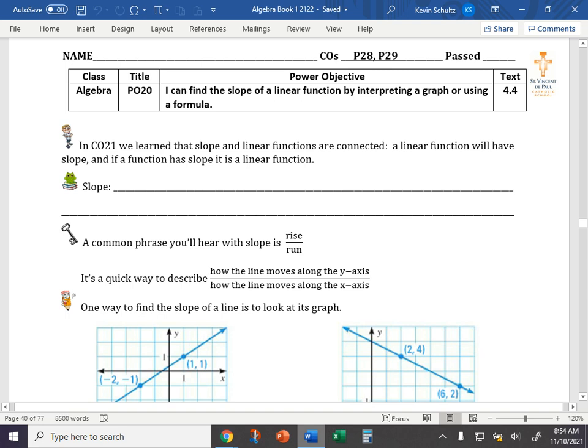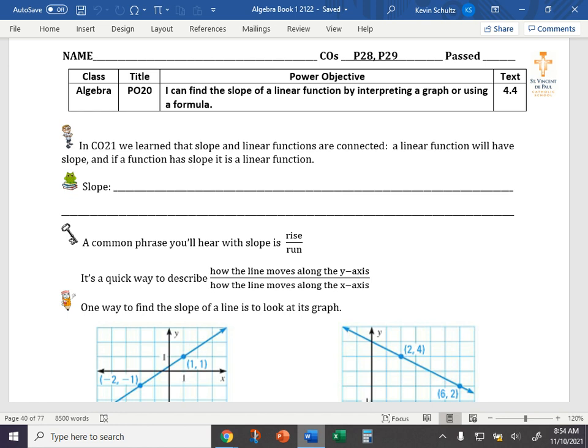Good day, Algebra. We are covering PO20, which someday you will look back on with fond memories and appreciation, maybe even save you 10 cents at Caribou in the long run.